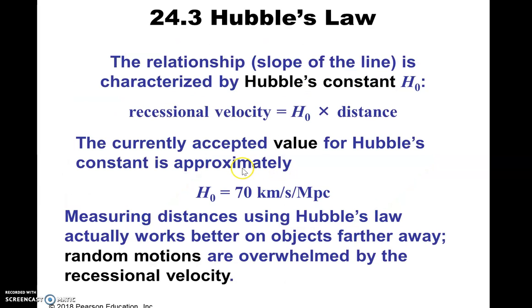All right, so here's the equation. Of course, it says the recession velocity equals the Hubble constant times the distance, and so the value that we're going to use is 70 kilometers per second per megaparsec. So that's v is equal to h times d. That's Hubble's law, and really what this is a reflection of is the fact that the universe is expanding.